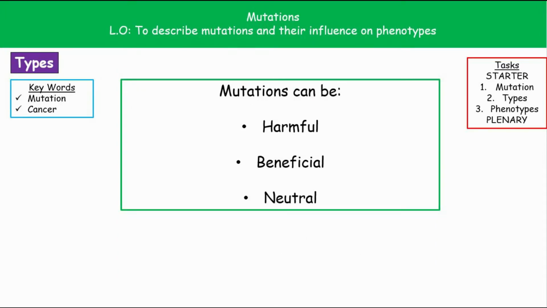Now, as I've mentioned, throughout your life there will be a mutation or two that occur within your body. But it's not a case of if you have a mutation then it's instant death. Because mutations come into three categories. We've got harmful mutations, we've got beneficial mutations, and we've got neutral mutations. And we're going to look at each of those in turn just to see what we mean by those and some examples of them.